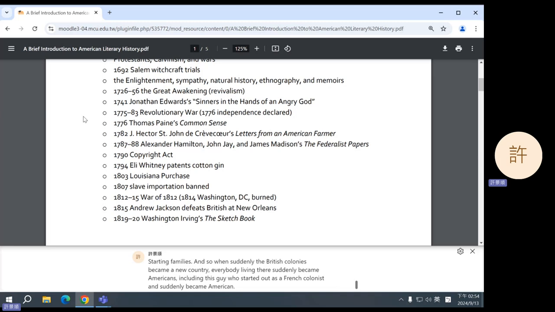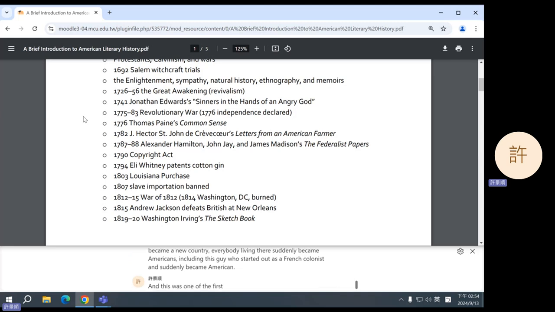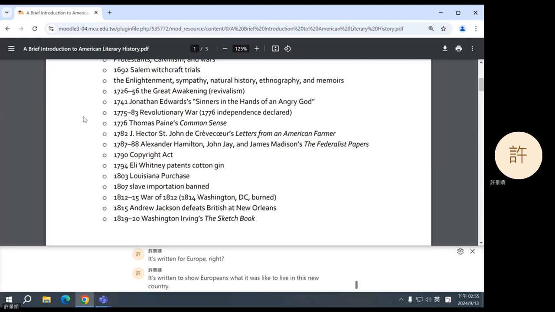And this was one of the first and most important works of memoir, and I guess you could call it travel literature. It's written for Europe, right? It's written to show Europeans what it was like to live in this new country.